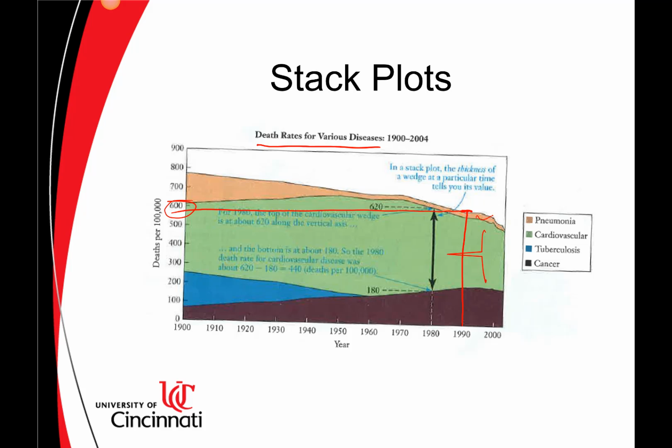One of the things that's kind of interesting here, you see this little blue area? What's that blue area? What disease is that? Tuberculosis. In 1900, that was a serious problem. When was the last time you knew anybody with tuberculosis in this country? Really? Not around. Why isn't it around anymore? Vaccinations, right?